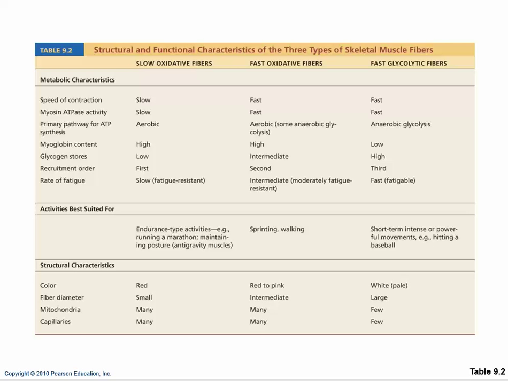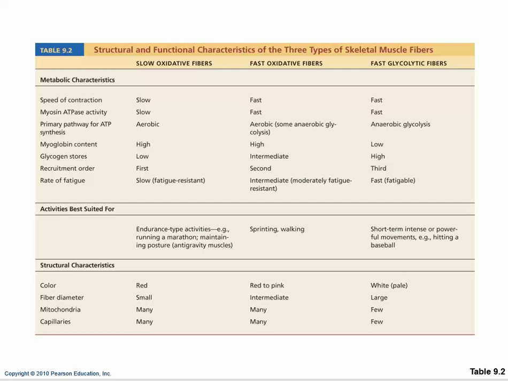So when we look at them and we compare them, we're going to see some interesting things. Slow oxidative fibers react slowly. The myosin ATPase is slow. They make lots of ATP aerobically, so they need lots of oxygen. So they store lots of oxygen in myoglobin. So the meat is very red. They make 36 ATPs out of each glucose, so they don't need to store a lot of glucose because they're getting a good high yield out of it. They store some, but not a lot.